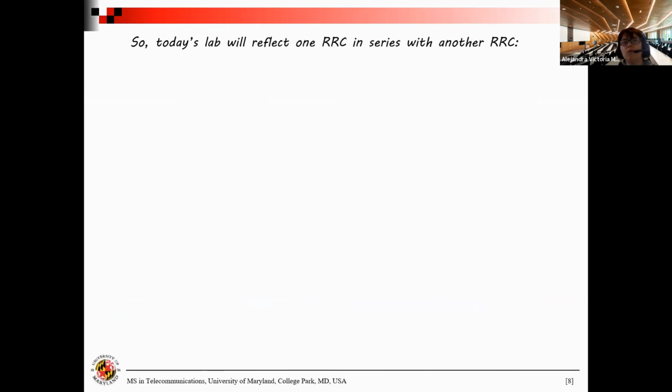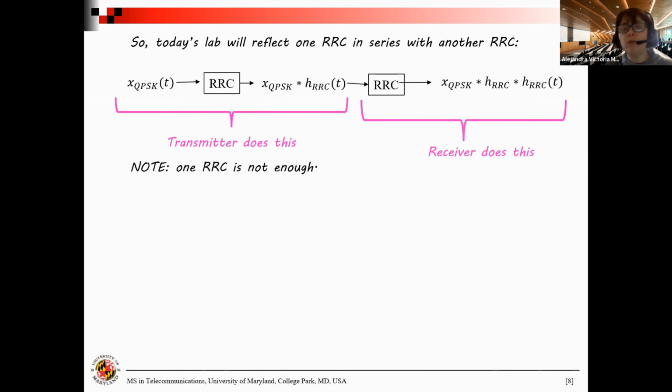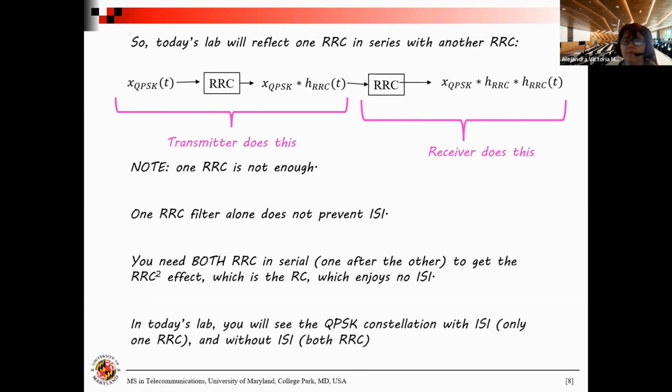Okay, so in today's lab, we're going to see one root raised cosine in series with another. The transmitter is going to have the root raised cosine, and then the receiver has its own root raised cosine. Note, I want you to remember one of them is not enough. One root raised cosine filter alone does not mitigate the ISI. You need both, and we're going to see that today. You need both the RRC in serial, one after the other, to get the RRC squared, which is the RC, which enjoys no ISI. So again, this is in the absence of a channel and multipath fading and all of this. So in today's lab, you're going to see the QPSK constellation with intersymbol interference, because it only has one RRC, and then without it when you have both RRC.